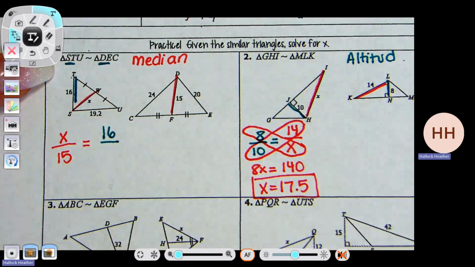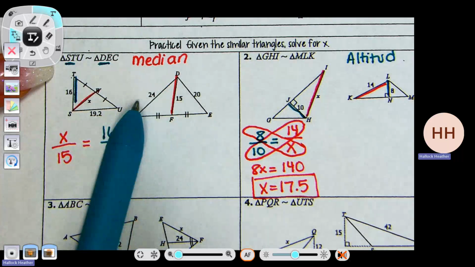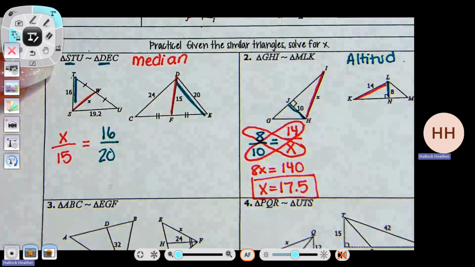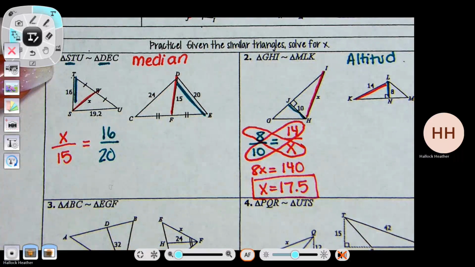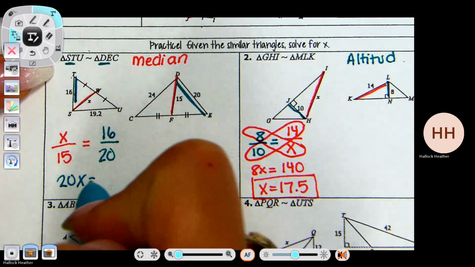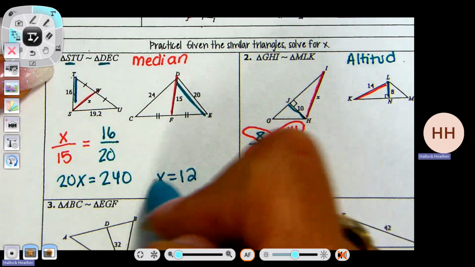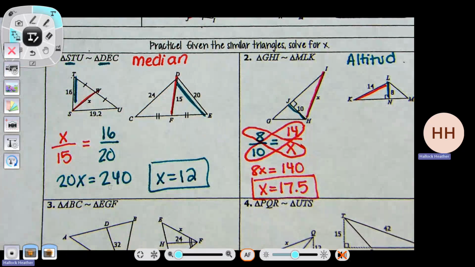Or you can use common sense. 16 is smaller than 19.2. 20 is smaller than 24. So 16 has to match with 20. And then when you cross multiply, what do we end up getting? And then what do we get? X equals 12. Easy? Yeah.